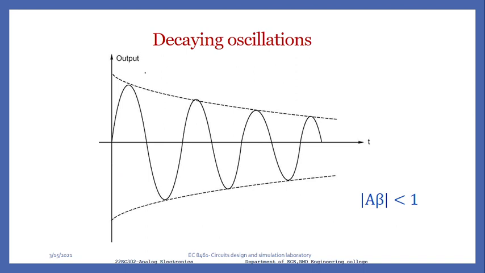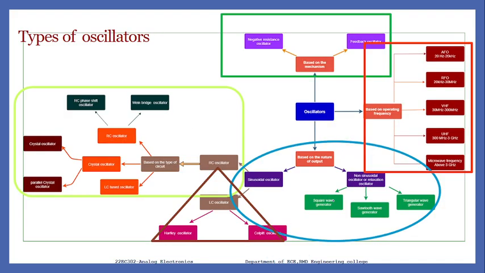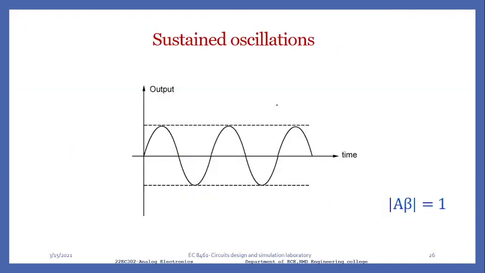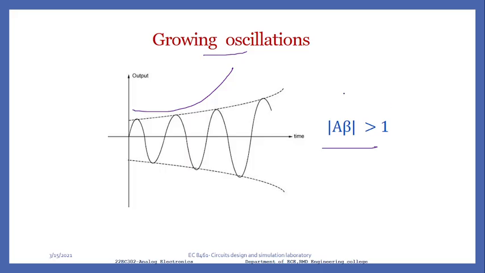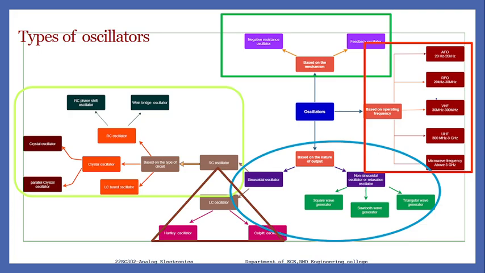Obviously, here we can see that as time increases, the output keeps on decreasing, thereby leading to decaying oscillation, that is, modulus A beta less than 1. And this is the condition for sustained oscillations. The growing type of oscillation is essential to initiate an oscillation, and the sustained oscillation is required to maintain the oscillations.